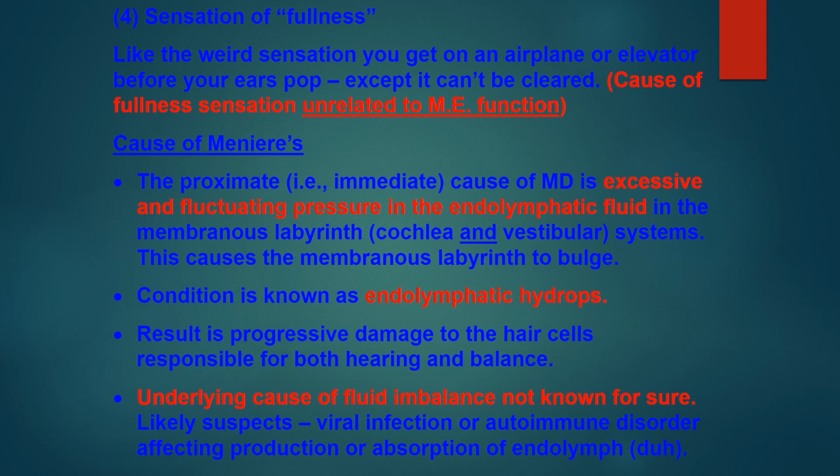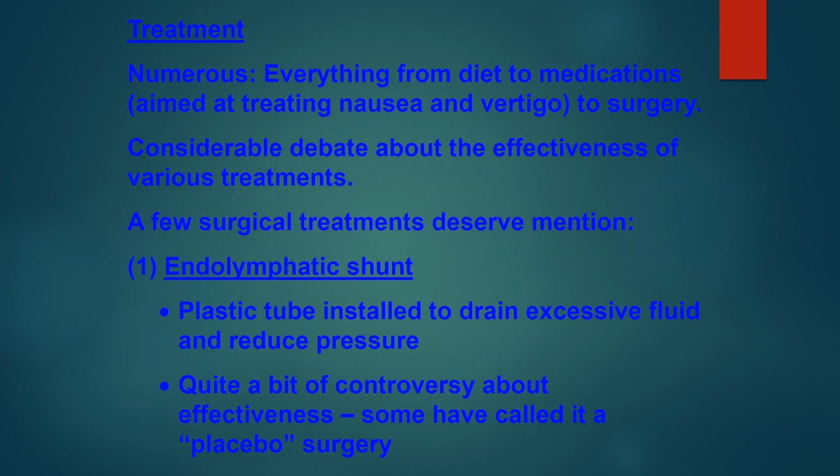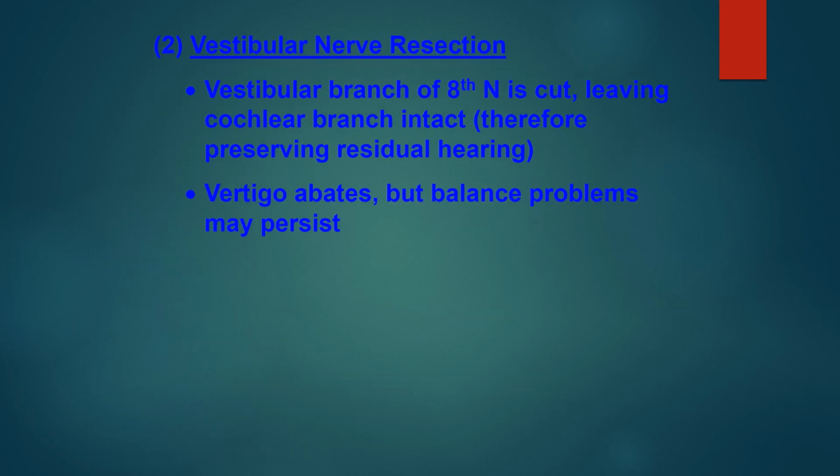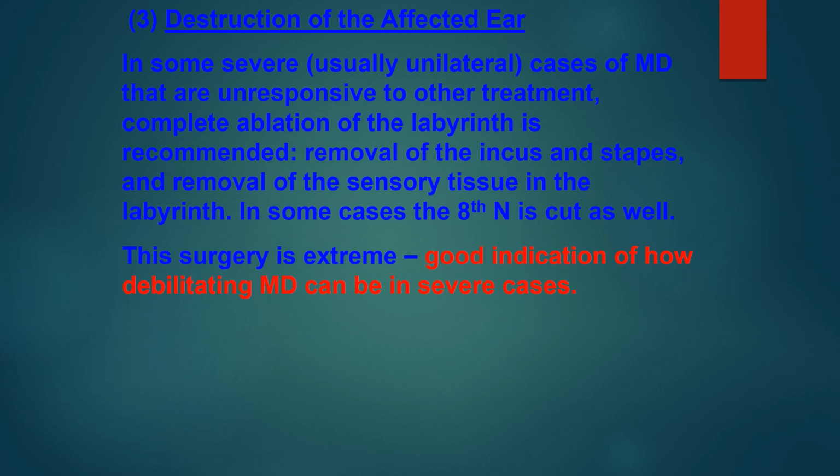The approximate cause of Meniere's disease is excessive fluctuating pressures, endolymphatic hydrops, and the underlying cause of the fluid imbalance is not sure. Treatment is everything from diet to medication, with considerable debate about the effectiveness of treatment, and the endolymphatic shunt is helpful. Vestibular nerve resection can also be offered and it has good results. Destruction of the affected ear is used in some severe, usually unilateral cases of Meniere's disease that are unresponsive to other treatment. Complete ablation of the labyrinth is recommended.